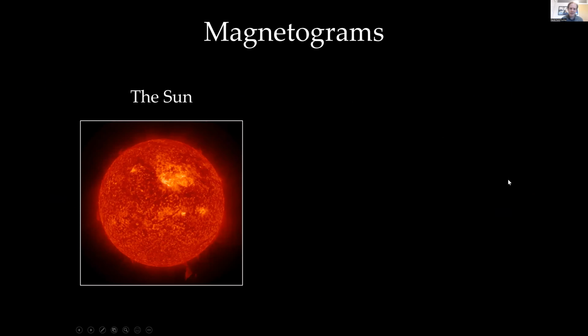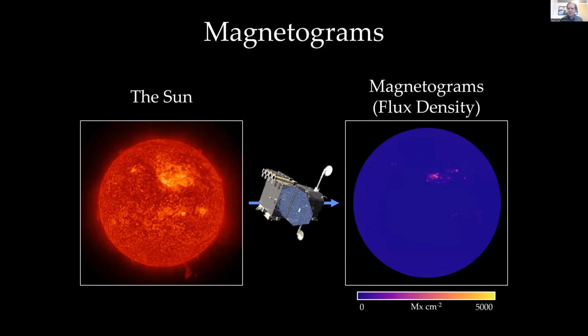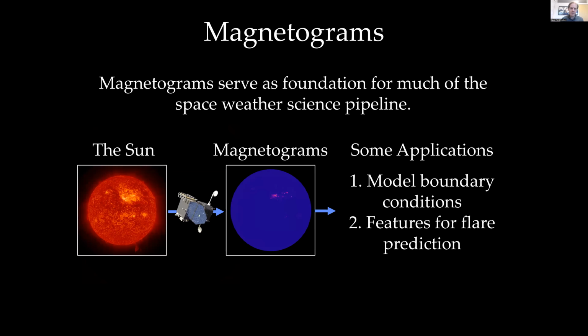The sun is, of course, a source of large amounts of interesting phenomena. In particular, the sun's magnetic field produces things like solar flares and coronal mass ejections. Therefore, there are a lot of instruments that monitor the sun's magnetic field, and they produce things like magnetograms. This is a magnetogram from the Solar Dynamics Observatory's HMI instrument, showing the flux density. These are magnetograms of the photosphere of the sun, and they serve as a foundation for much of the space weather science pipeline.